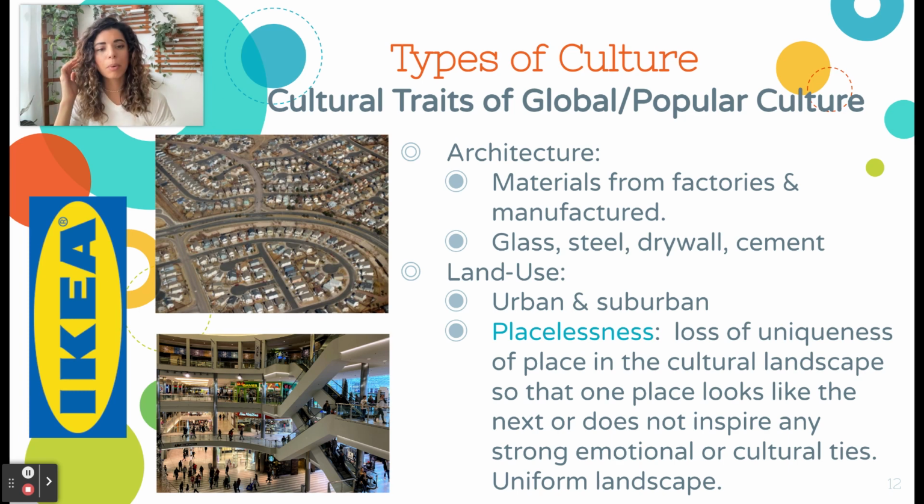For land use, pop culture tends to be urban or suburban, places that are highly linked and connected to other areas. And that creates a sense of placelessness. So, this is a loss of uniqueness within the cultural landscape. So, looking at different cultural landscapes, it can be kind of challenging to see where these places actually are because of them being so similar. One place looks like the next. Maybe doesn't really have a strong cultural element to it that is unique. So we see this uniform landscape.